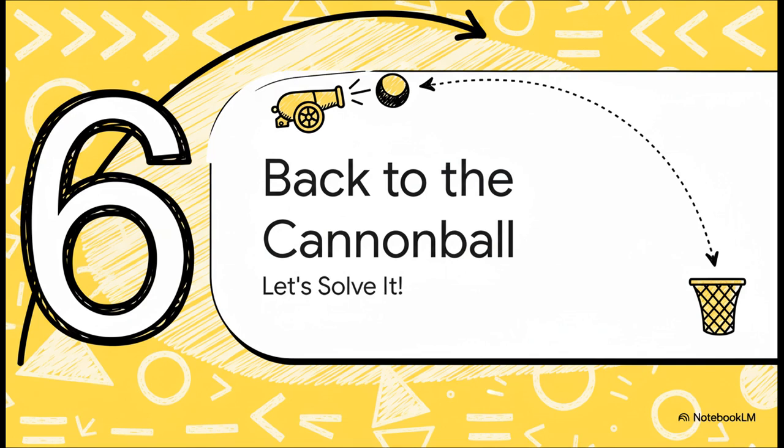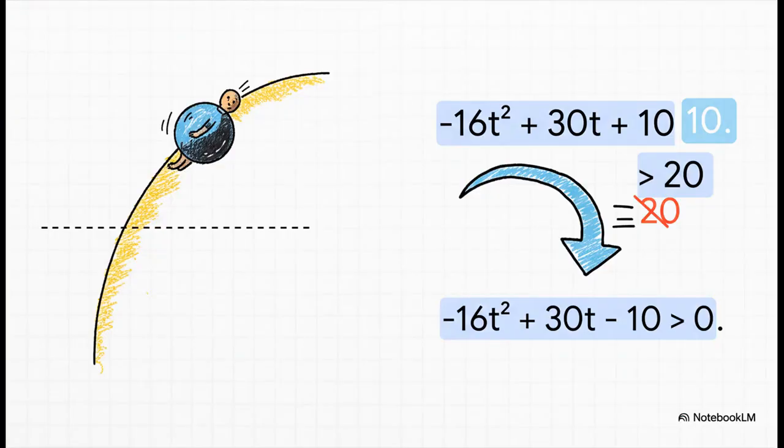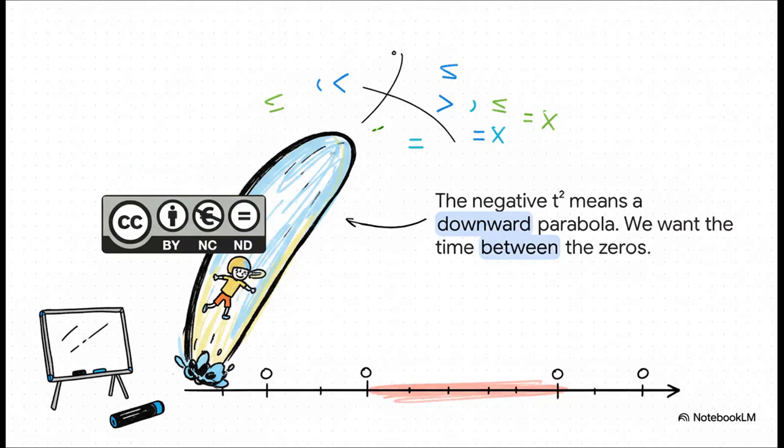It's time to go back to that human cannonball. Here's our problem again. We want to know when the height, which is described by that whole formula, is greater than 20. And just like our method says, the very first step is to get everything on one side so the other side is just 0. Now we solve it. That equation, -16t² + 30t - 10 > 0, is a pain to factor, so we'd use the quadratic formula to find our boundary points.